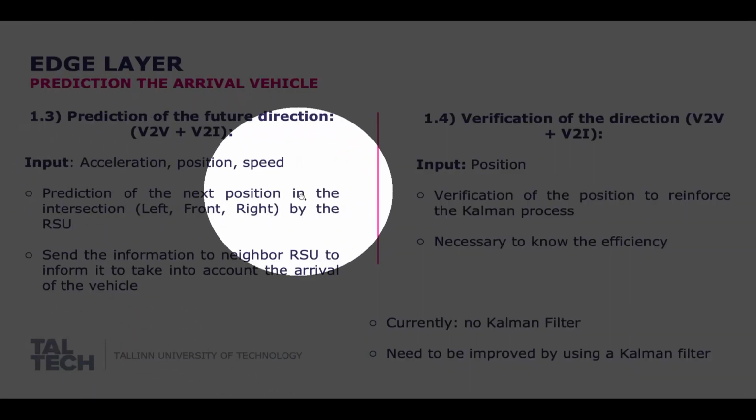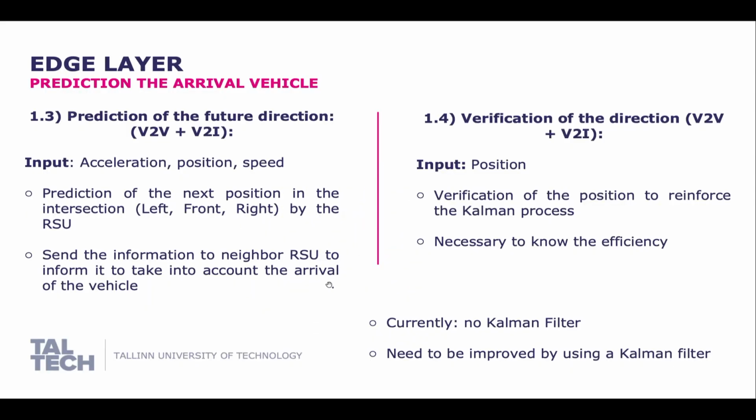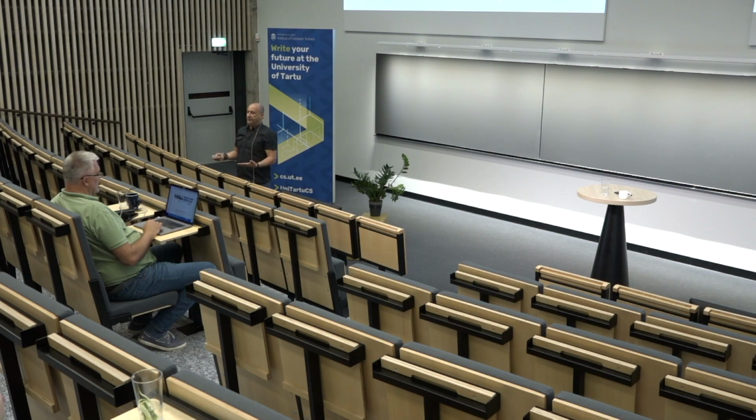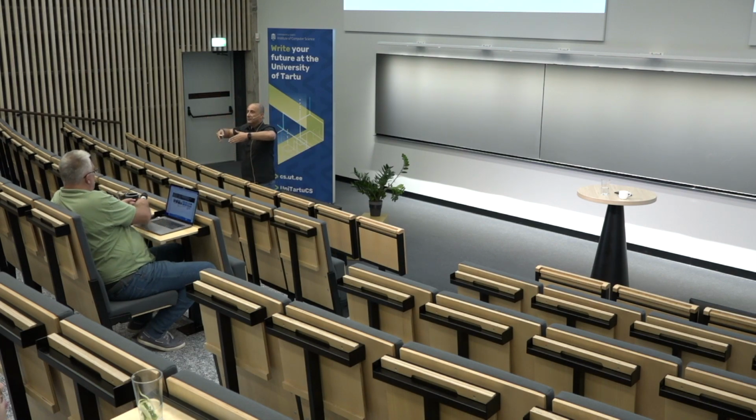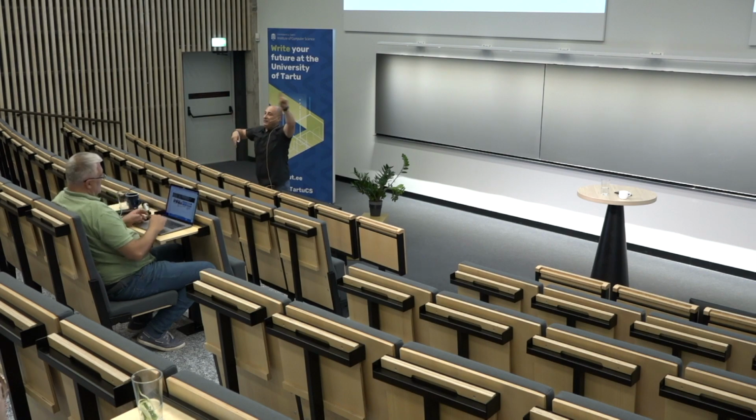The prediction of the arrival vehicle. This is a very important thing. If you would like to have low latency, you also need to predict in which direction the car is heading. So it means that you need to be able to predict, for this car, what would be the next RSU, to let this RSU know and to anticipate.